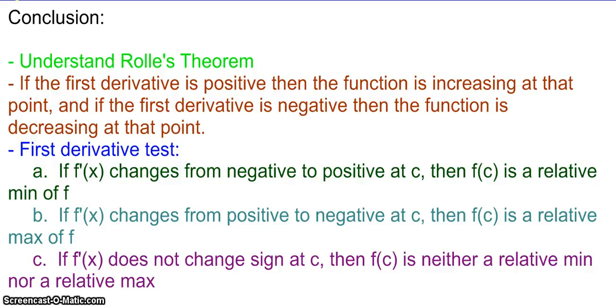So, we want to understand Rolle's theorem, but it should be kind of common sense. If the first derivative is positive, then the function is increasing at that point, and if the first derivative is negative, the function is decreasing at that point. We use that to help us with the first derivative test, which is looking for changes from increasing to decreasing and decreasing to increasing to tell us if we have a maximum or a minimum. That is the end of this part.